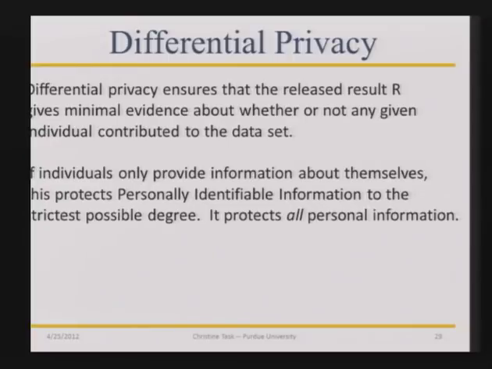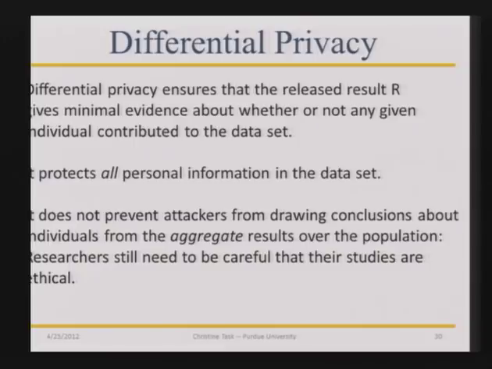So, specifically, what does differential privacy do? It gives you an incredibly strict, rigorous protection of personally identifiable information. In fact, it protects all personal information that goes into the data set, as long as you're only providing information about yourself and nobody else is providing information about you, which is the default setting. However, it does not protect you from having conclusions drawn about you from the aggregate results. Just like any data mining, any sort of research, any sort of study, the researcher needs to consider the ethics of releasing the results. Even if you can't tell that an individual is in the group, if you release something that's invasive about the group, you need to be careful about that. But that's the same as what you always need to do.